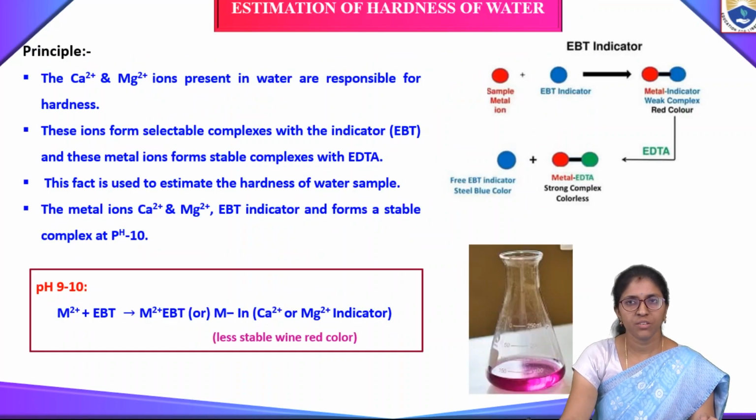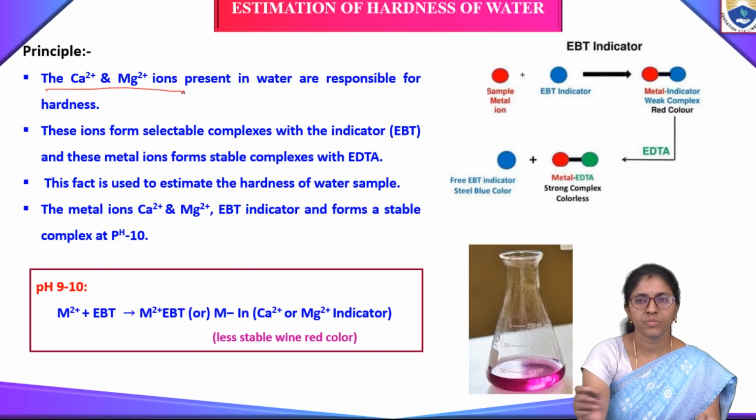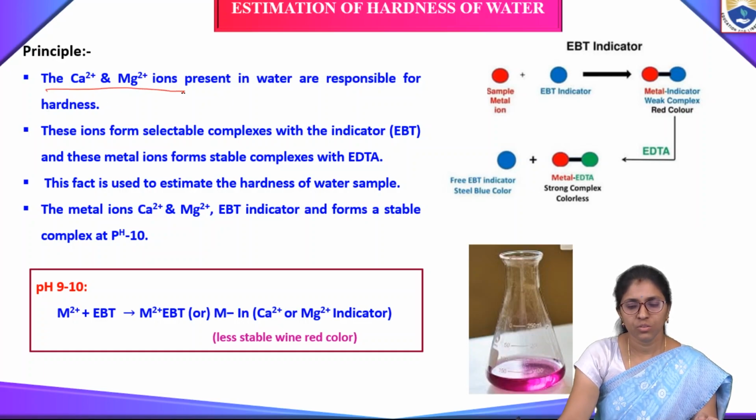What is the principle involved in the estimation of hardness of water? Calcium plus 2 and magnesium plus 2. So we know, what is hardness? Hardness or hard water.